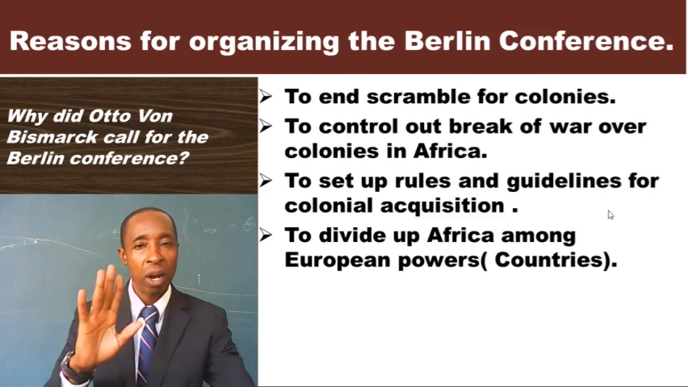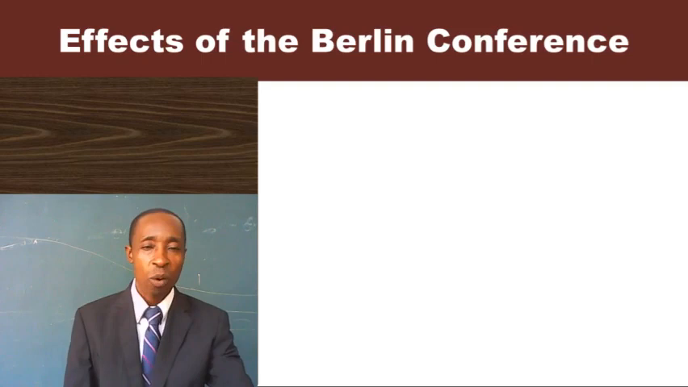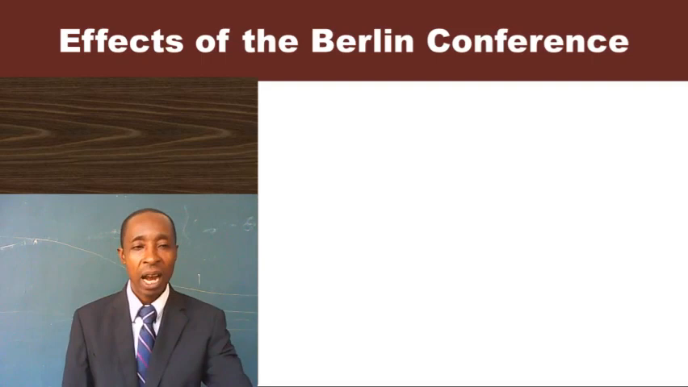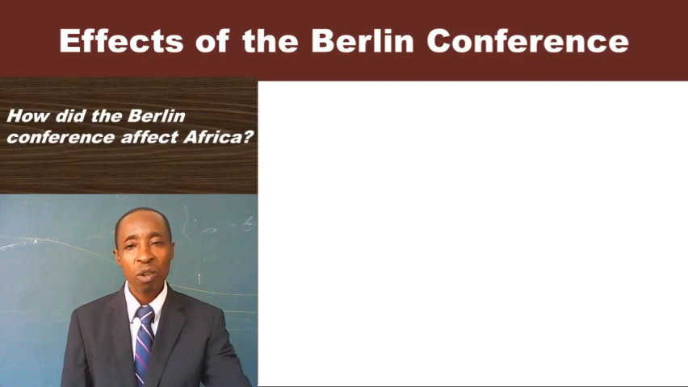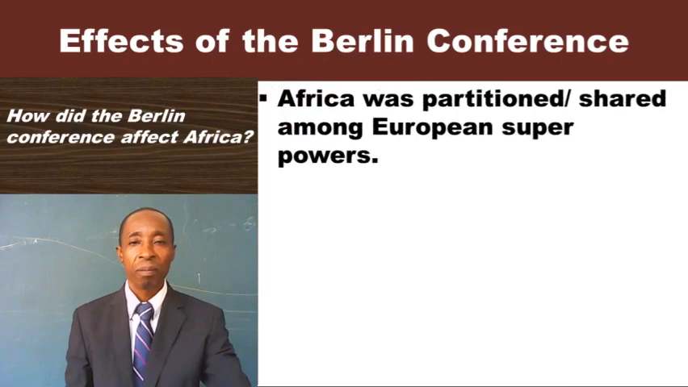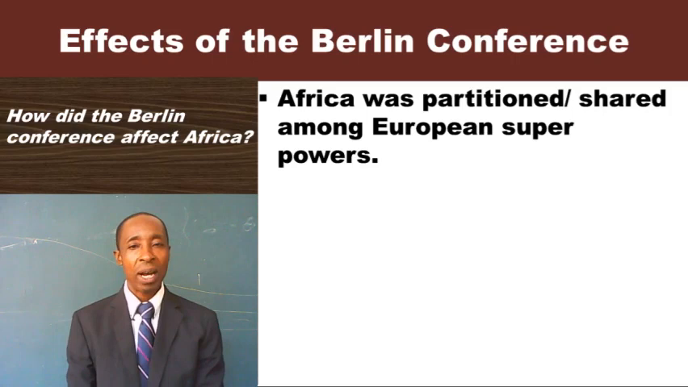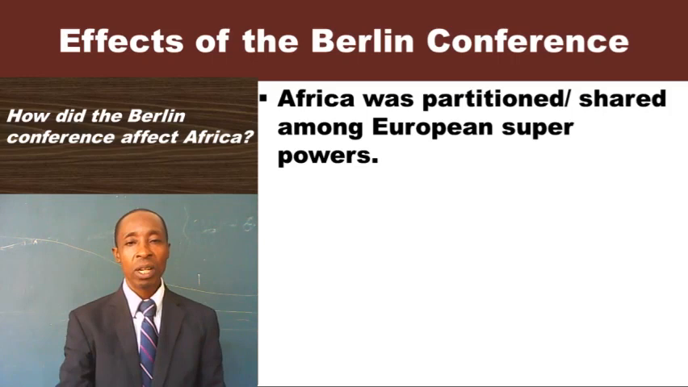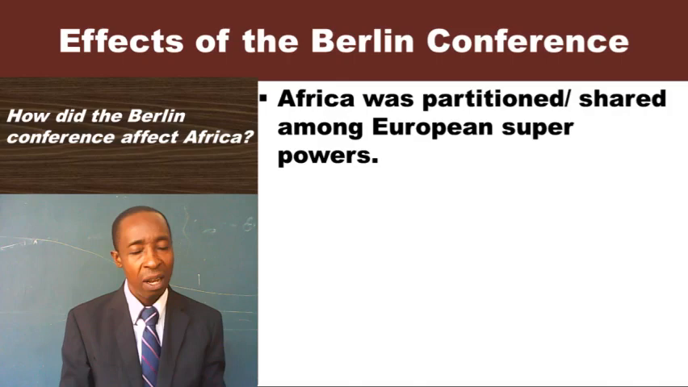Let's carry on and see the effects or outcomes of the conference. There are quite many outcomes of the conference, and we want to see some of them. Like the question goes, how did the Berlin Conference affect Africa? One, Africa was partitioned, or shared, among European superpowers. We say the partition was sharing or dividing. So Africa was divided among European powers.